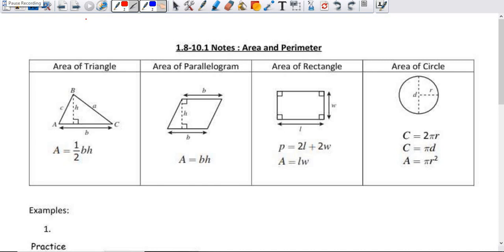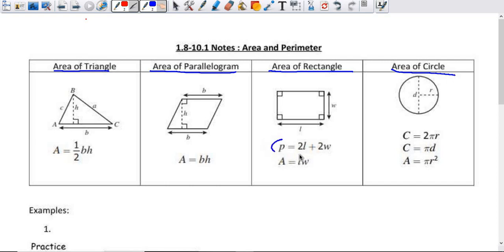All right, section 1.8 and 10.1 we combined together, guys. It's talking about area and perimeter. Up here at the top, you see our area of a triangle, area of a parallelogram, area of a rectangle, and area of a circle formulas. You need to know the area for all of them.